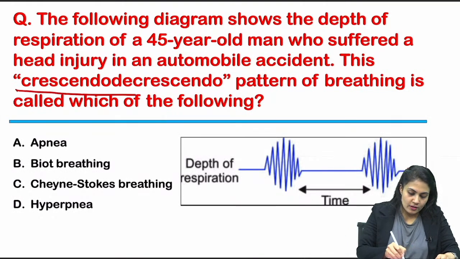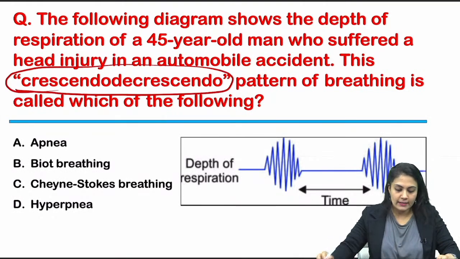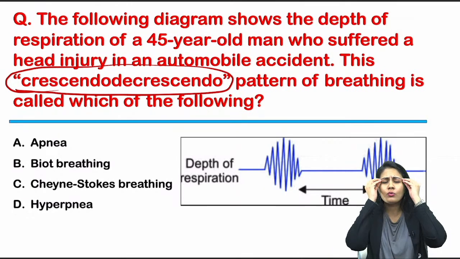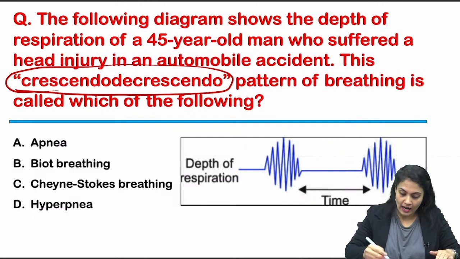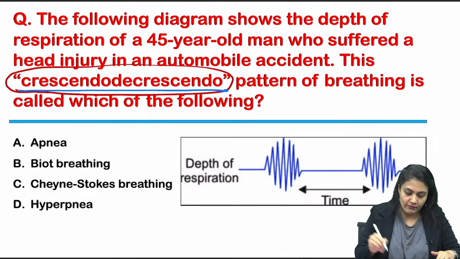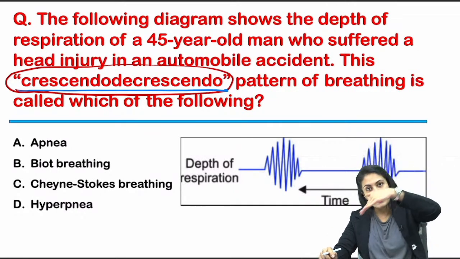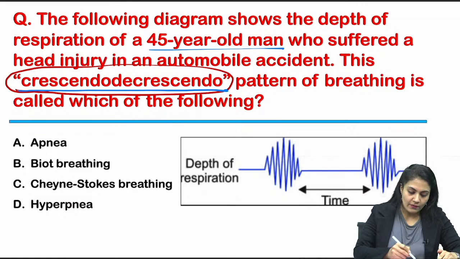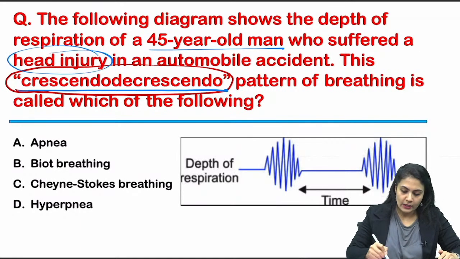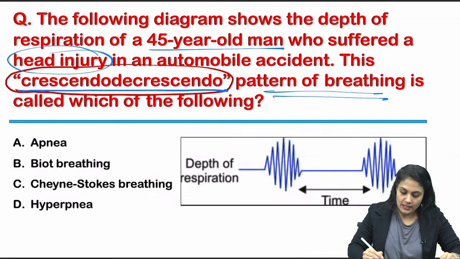Over here, just see the crescendo decrescendo pattern. Even if you do not read the question, this is the only pattern. The graph itself is telling you many things. So look in the graph, and they have given you the crescendo decrescendo pattern as a hint. A 45-year-old man suffered a head injury in an automobile accident, right? The pattern of breathing they have asked. So this type of pattern of breathing is followed by apnea.